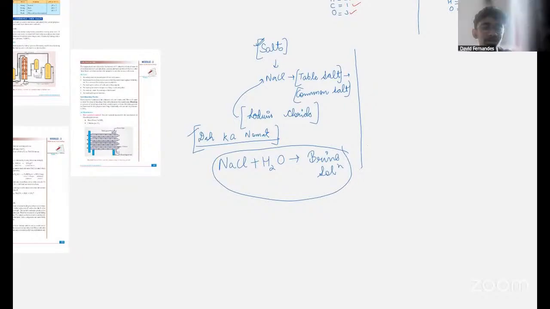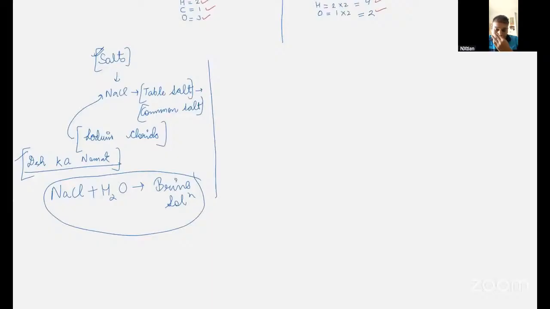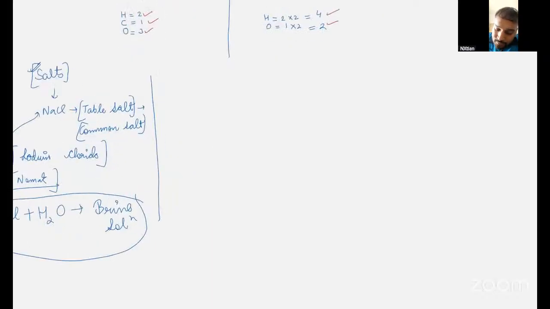Got it? Now everyone please pay attention, because this is not in your book. The thing which I am discussing now, it's not in your book, so you have to get it from here. So what is brine solution? Brine solution is a solution in which NaCl is dissolved into the water. Got it, guys? Now we will take a brine solution.